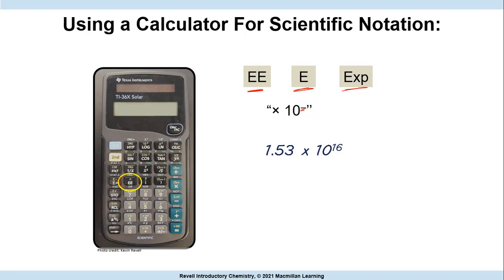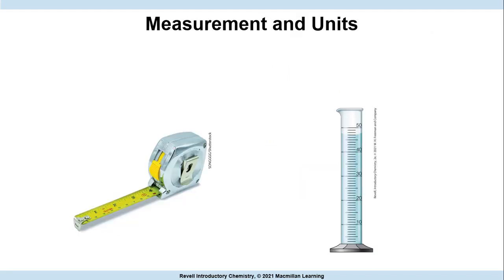Like we have 1.53 times 10 raised to the power 16. So this is what you are going to punch in your calculator. You are going to punch 1.53, then you punch the EE, then 16. So that is 1.53 exponential 16. So that is how you write that out.